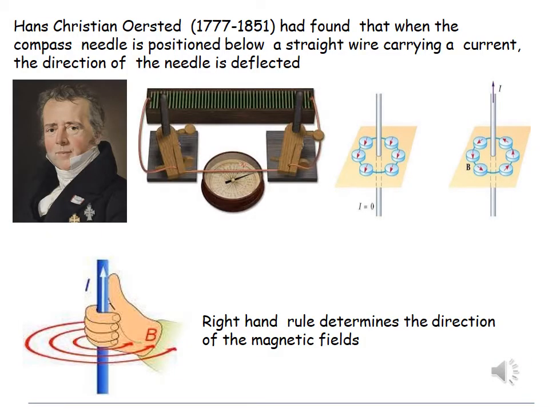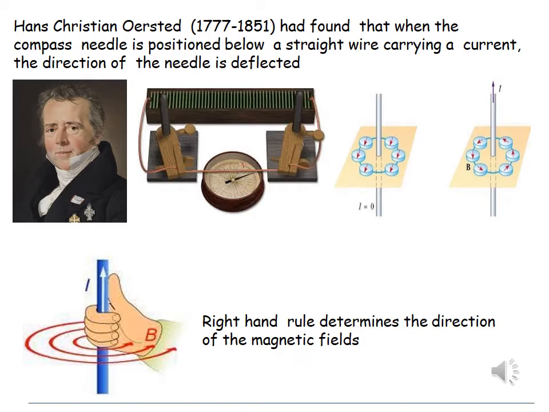The first encounter of electricity and magnetism was discovered by the Danish physicist Hans Christian Ørsted. He found that when a compass needle is positioned below a straight wire carrying a current, the needle is deflected. Now let's take a look at the picture on the right side.